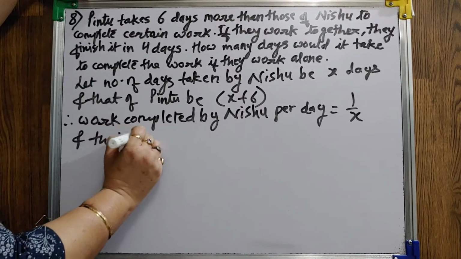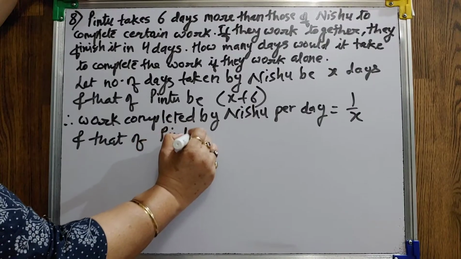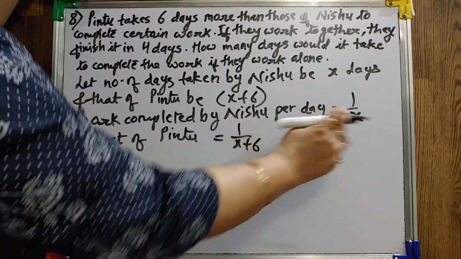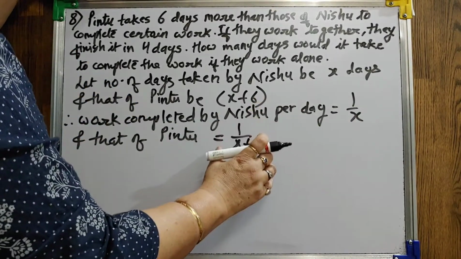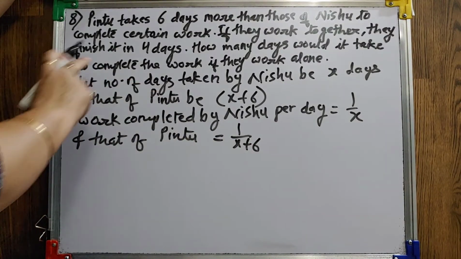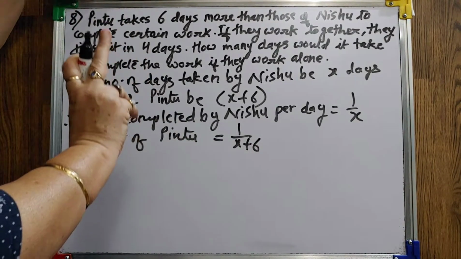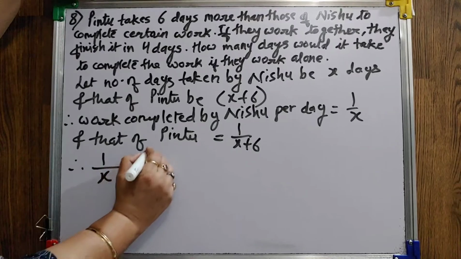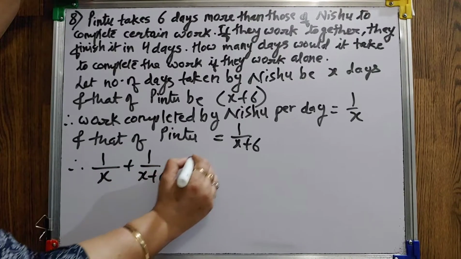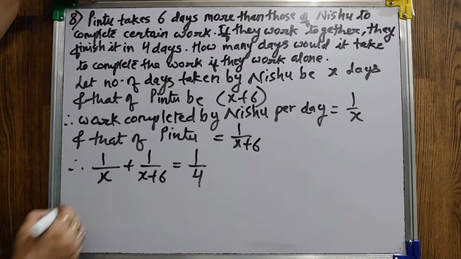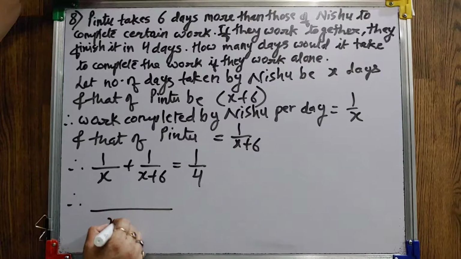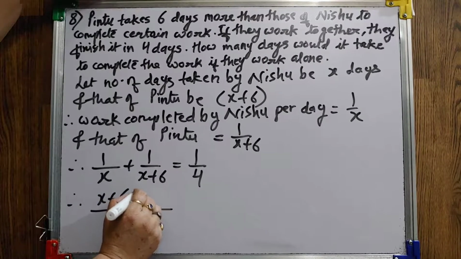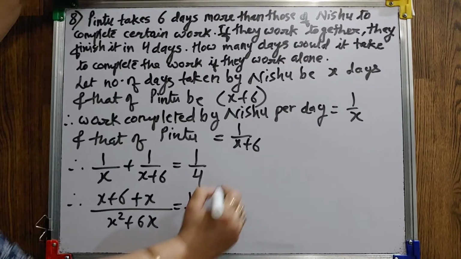And that of Pintu will be 1 by x plus 6. This is the per day work of Nishu and the per day work of Pintu. If they work together 4 days, so per day they will do 1/4 work. So this is the per day work capacity of Nishu, this is of Pintu. Per day they will complete 1/4 work. Now cross multiply: x square plus 6x, up it will be x plus 6 plus x equals to 1 by 4.